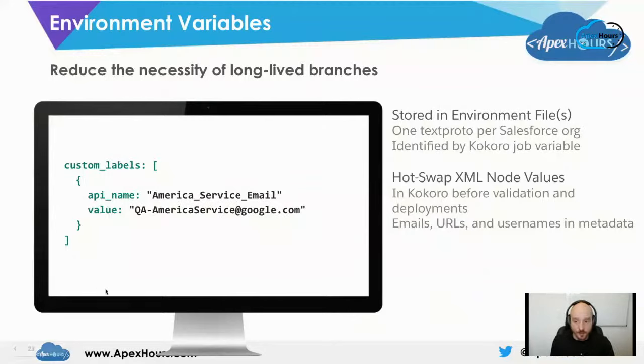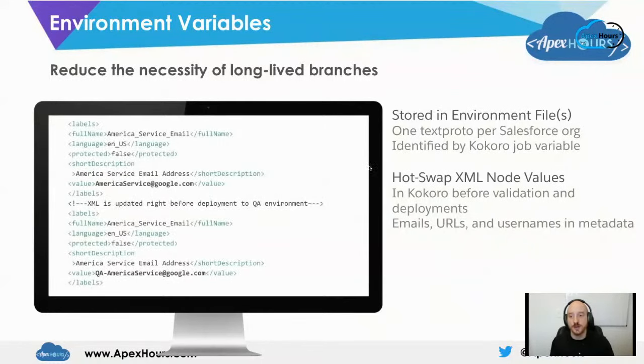And that text proto might have something say, hey, the America Service email is supposed to be QA-Americaservice@google.com. And then right before the deployment executes, in memory within our build tool, we hot swap in the XML node value. So we keep americaservice@google.com as the custom label value within the XML. But then right before the deploy is executed, this environment variable gets injected from the text proto.